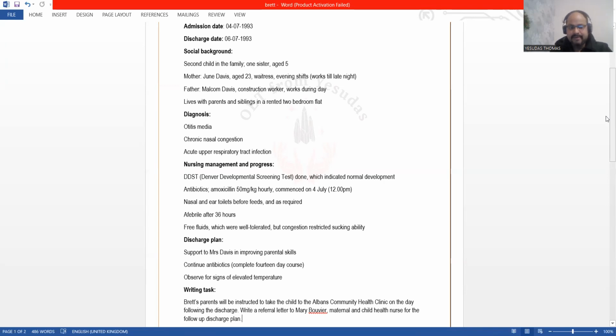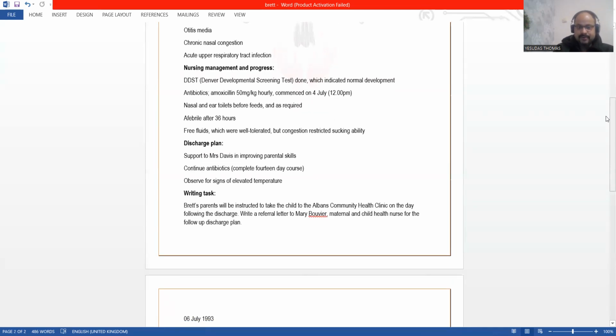The baby became afebrile, but you know that the congestion restricted his sucking ability. We can still see this congestion is there, but he is seen tolerating free fluids. That's a positive sign too. Now, in the discharge plan, we don't have anything. We have a significant thing, that is support to Mrs. David in improving parental skills. The rest is follow-up care.